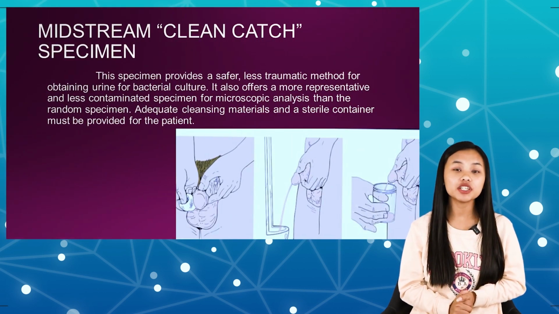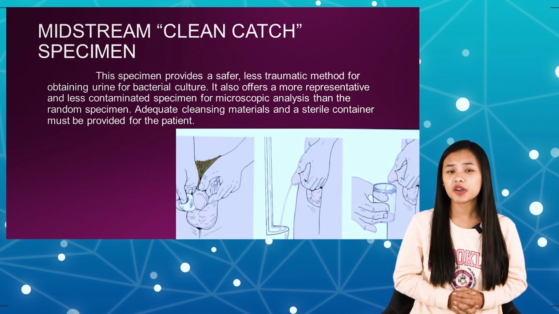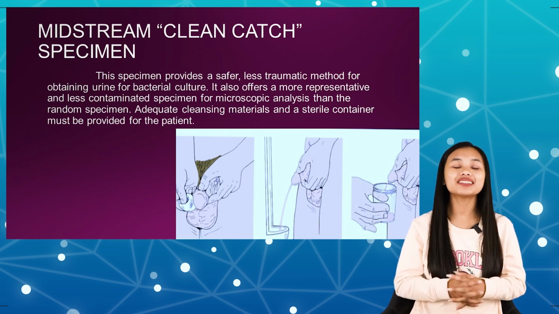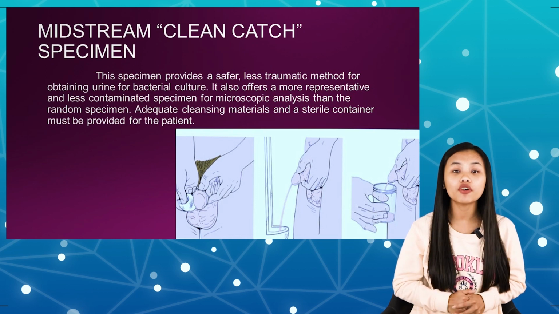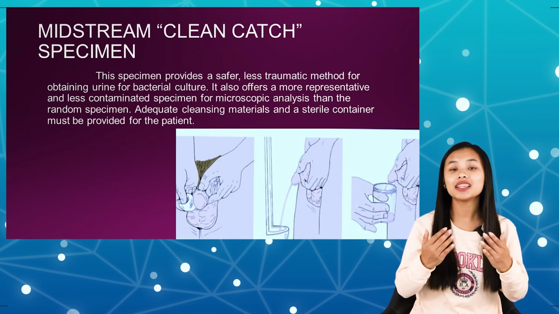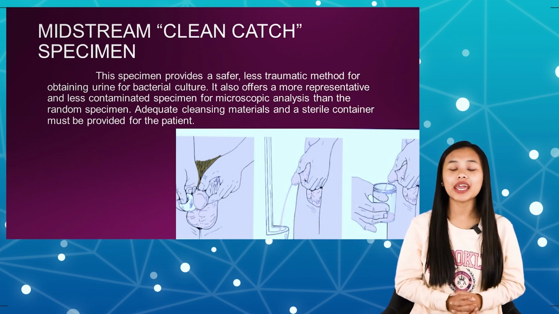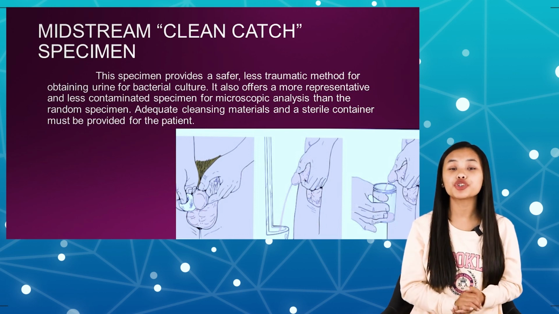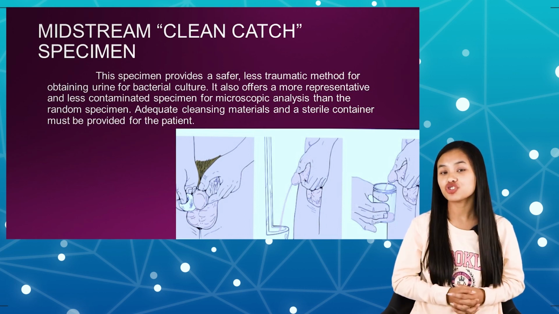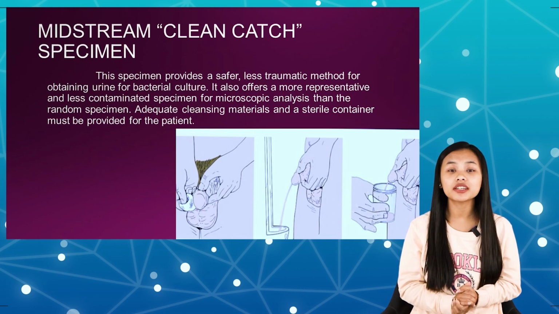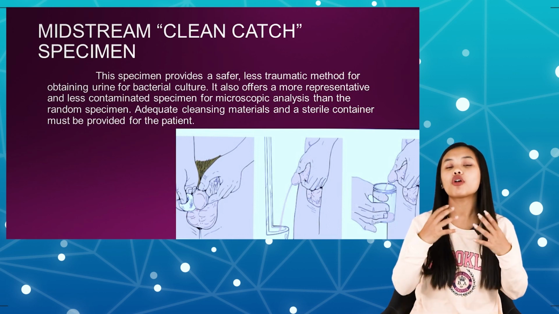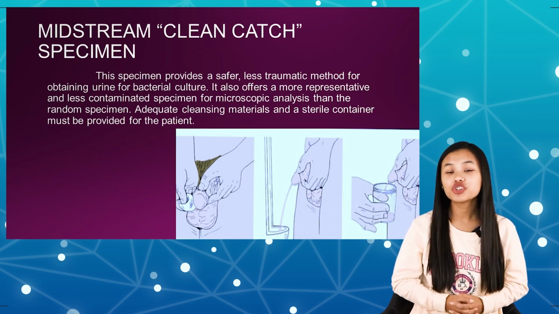And the next one is the midstream or the clean catch urine. The specimen collected by this method provides a safer as well as a less traumatic method for obtaining urine for any bacterial culture. It also offers a more representative and a less contaminated specimen for performing any microscopic analysis as compared to the random specimen. However, before you advise the patient to collect this clean catch or midstream urine, you must make sure that you provide the adequate cleansing material as well as the sterile container in which the patient will be able to collect the urine.